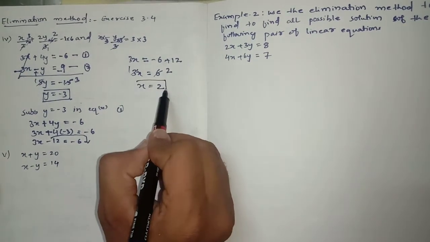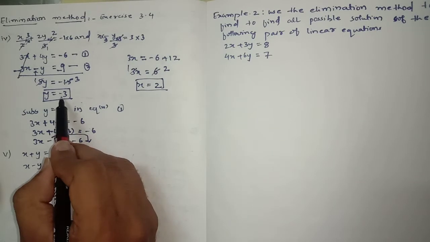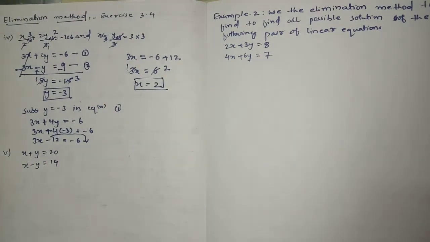So we got both the values. y is equal to minus 3 and x is equal to 2.